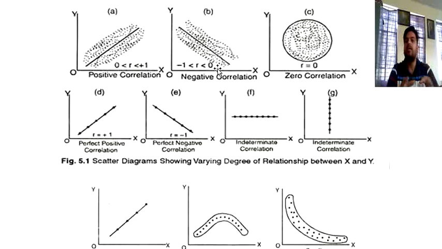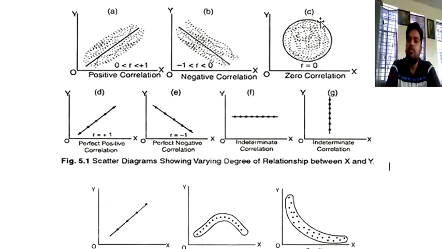That means both the variables are not moving in the same direction. So when both variables are moving opposite to each other, when one is increasing, the other one is decreasing, or when one is decreasing, the other one is increasing, in that case we say that there is a negative correlation.